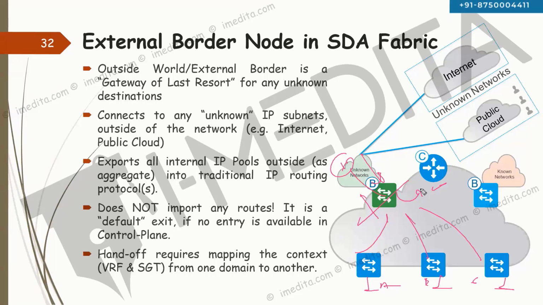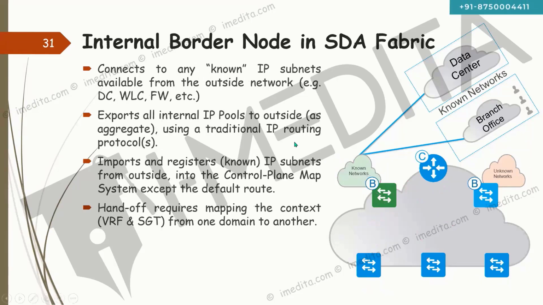Okay, thank you. One more thing I would like to ask here. Even though this border node connects to our known destinations such as data center and branches, is it mandatory that I learn all these prefixes? Not exactly. If I want, for subnets A, B, C, X, Y, Z, I am learning all these prefixes, but I am not going to import these prefixes into the SDA.